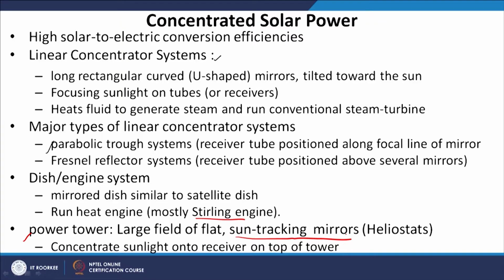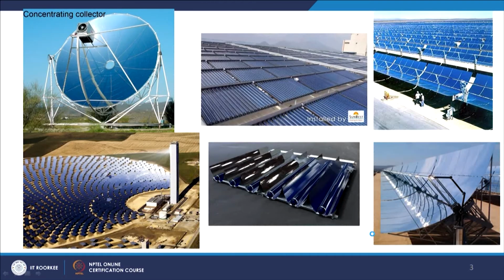Now these mirrors in the solar tower system are tracked by some tracker, so that they are always pointing towards the sun. So we call them sun tracking mirrors, and these are also called heliostats. Okay. So these sun tracking mirrors are called heliostats, and a large field of heliostats focus solar energy onto a tower. So these are some of the figures for these types of applications.